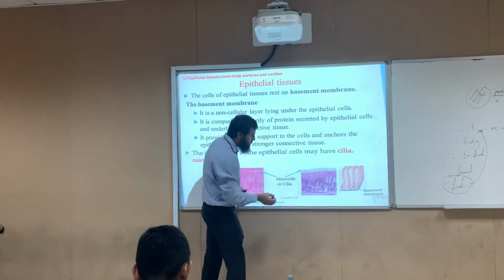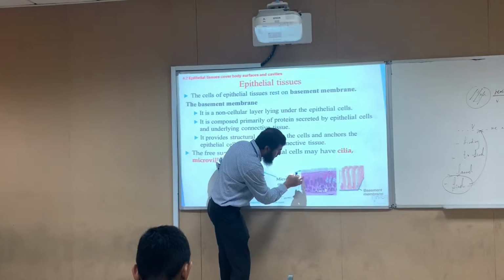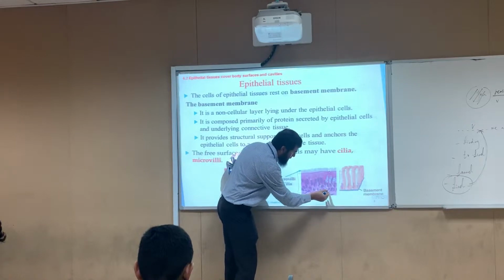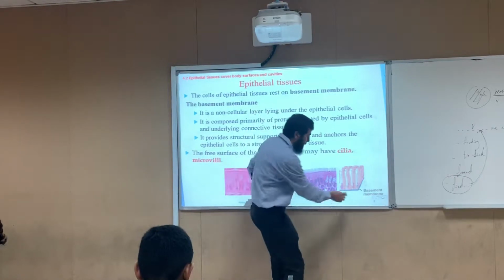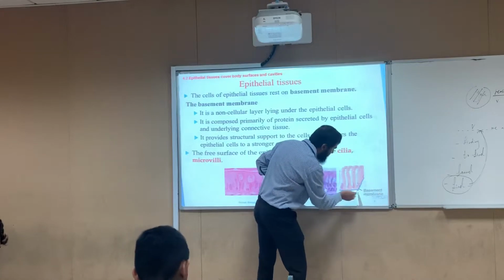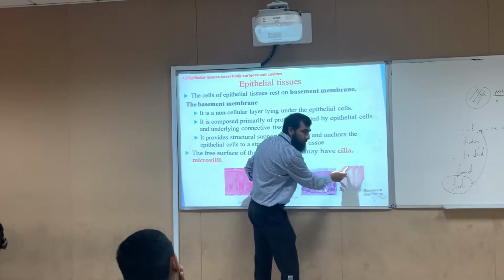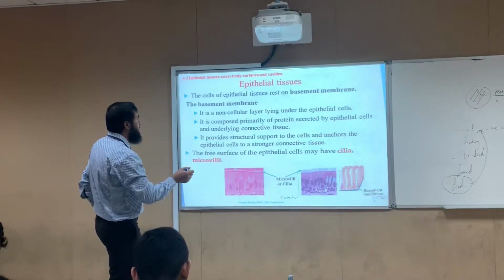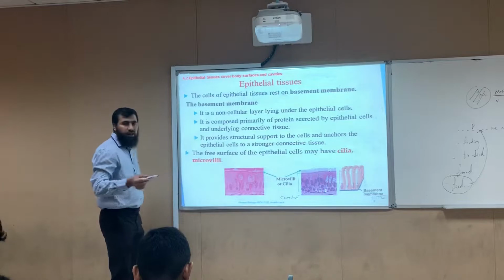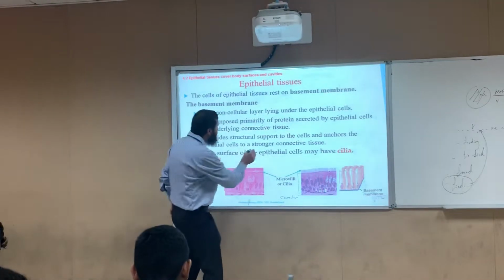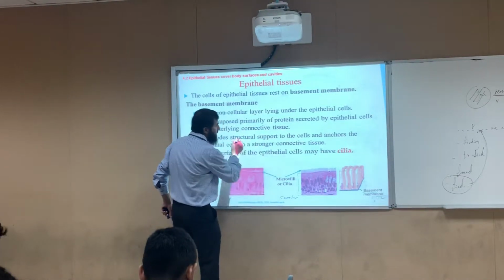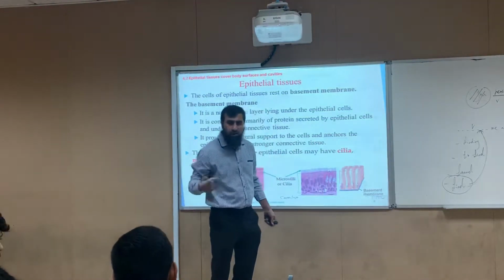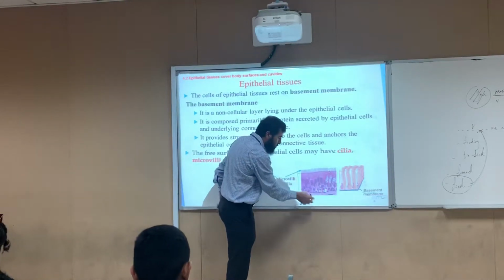Now, we find between this and that what we call a basement membrane. This is the basement membrane. Here again, this is produced by the epithelial tissue. So it's made up of proteins and carbohydrates. It acts as a structural support. It anchors. You know the word anchor? It holds this epithelial tissue to the connective tissue.